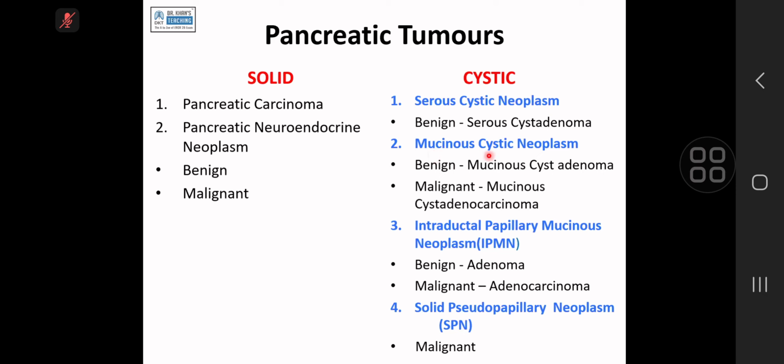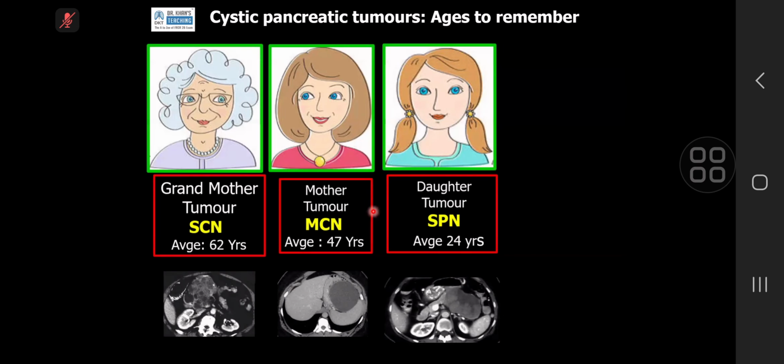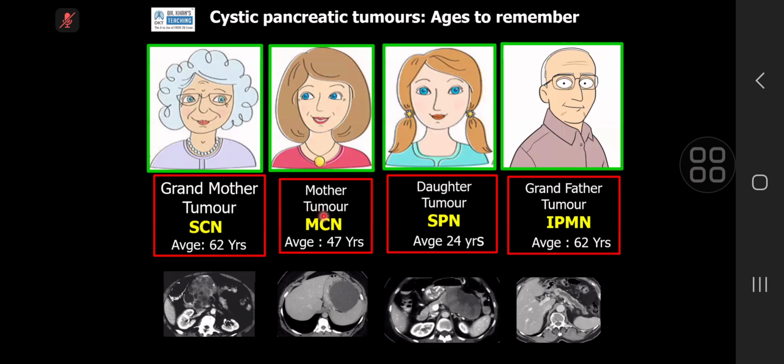On the other hand, mucinous cystic neoplasm has a benign version, which is mucinous cyst adenoma, and there is malignant transformation. Similarly, IPMNs can be benign and malignant, and this one is unique. Solid pseudopapillary neoplasm, by definition, is malignant, but it is low-grade malignancy. Clinically, it happens in very young patients. This is the key concept to remember.